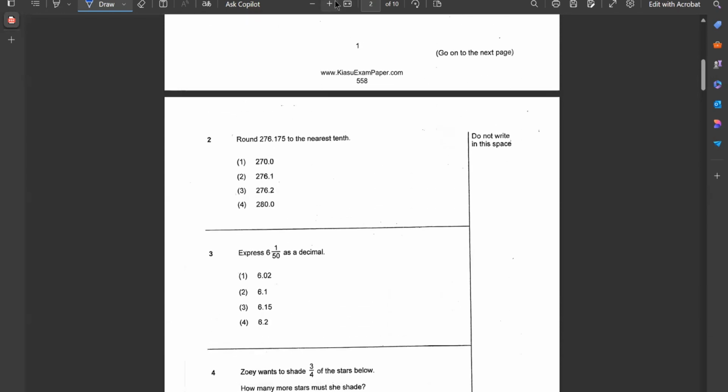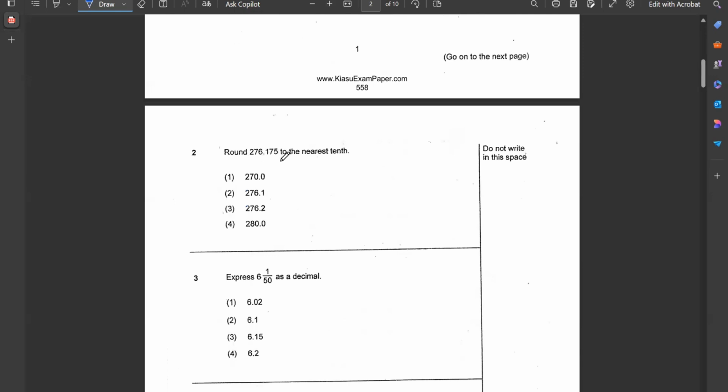Okay, the next one, round 276.175 to the nearest tenth. So nearest tenth, in this case, take note, you need to look for the tenth place in the number first. So tenth place also means the first decimal place. So the first decimal place, where is it? It is the number right after the dot. Okay, so your 1, this is your tenth place that we're talking about.